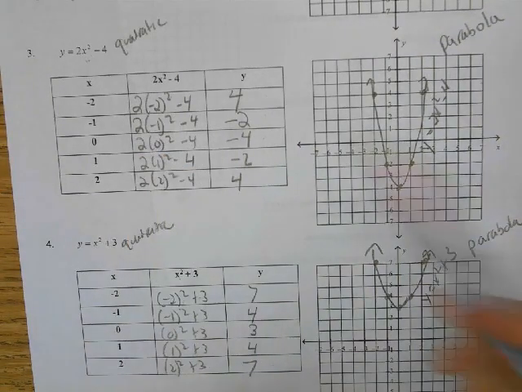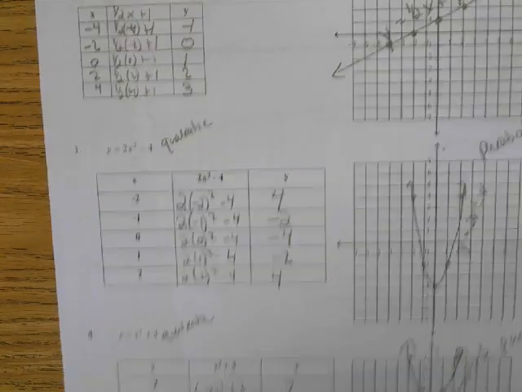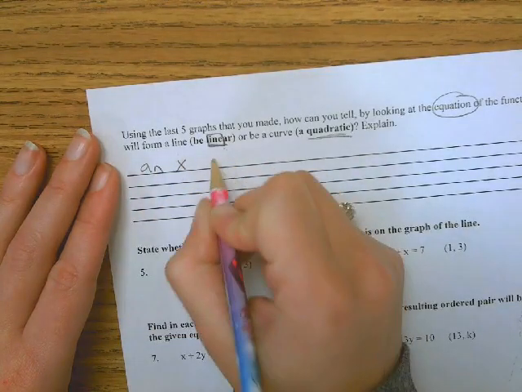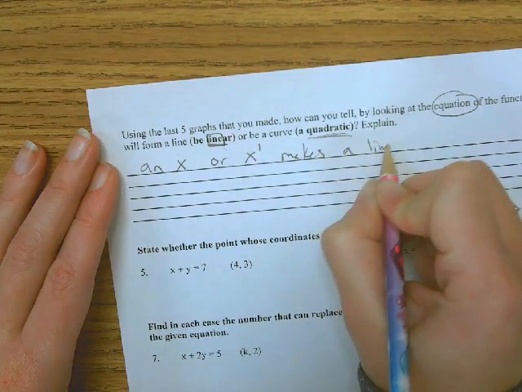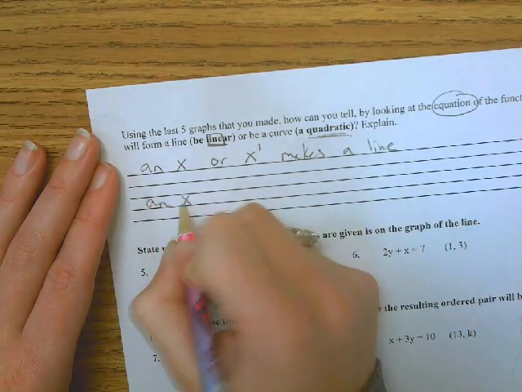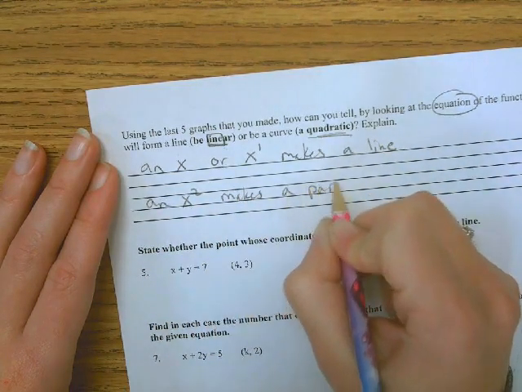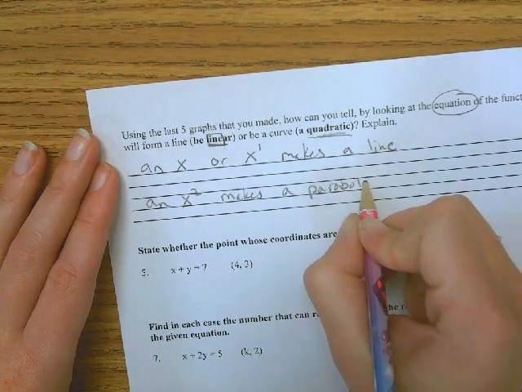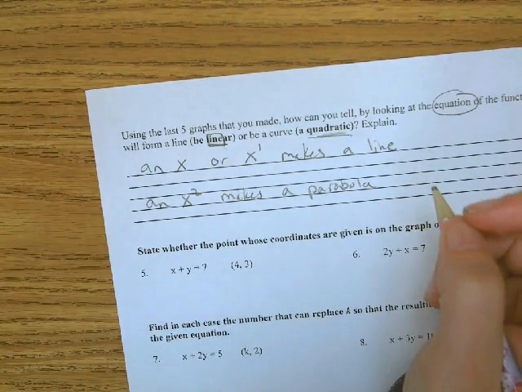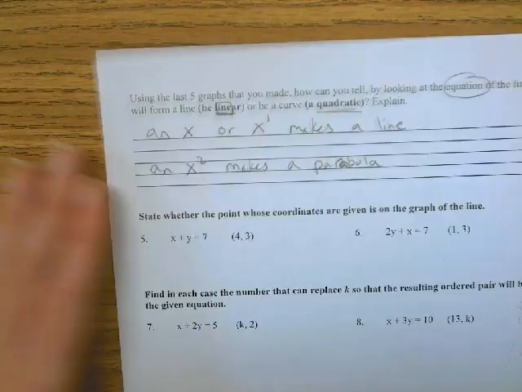Okay, so hopefully you notice when x is to the first power, it's a line. When x is squared, it's a quadratic. So, x, or x to the first, makes a line. And x squared makes a parabola. Sorry, I couldn't spell it for a second. Okay.